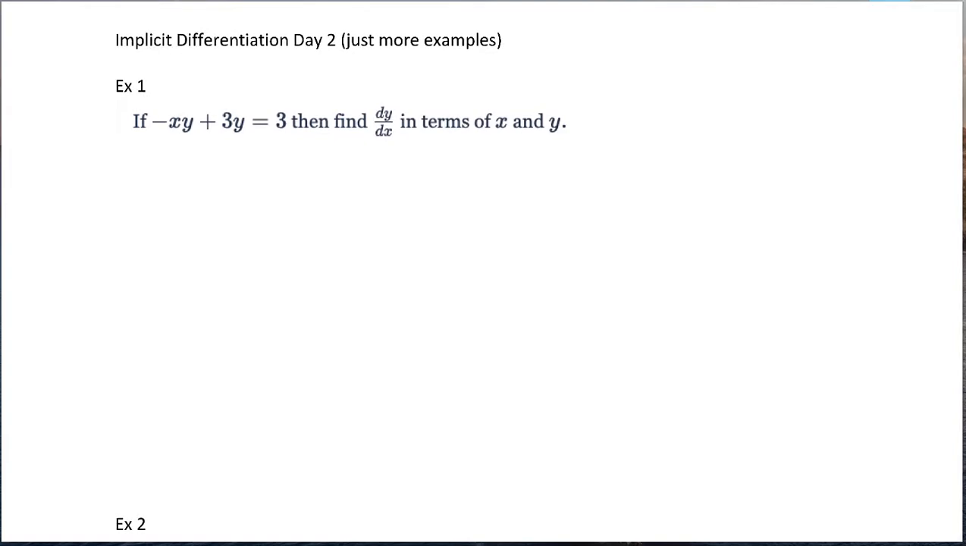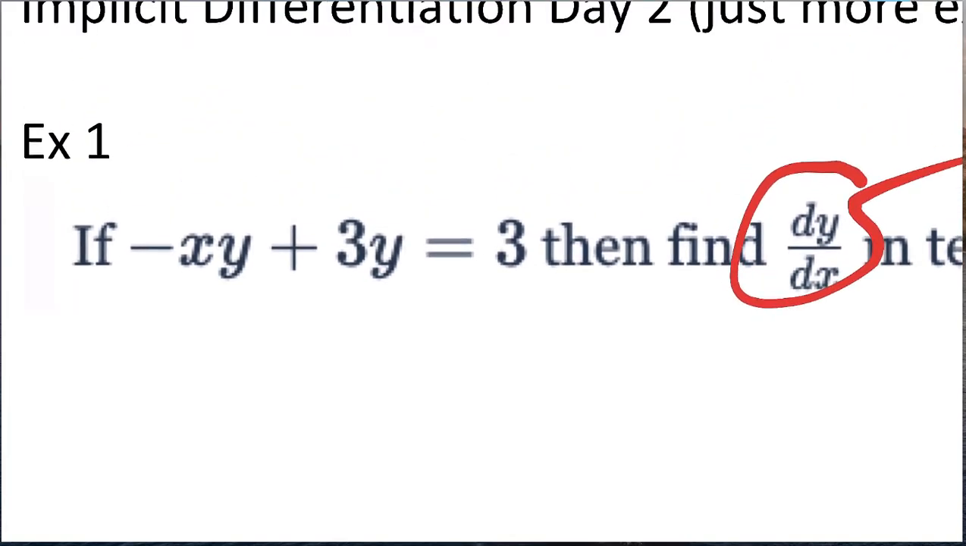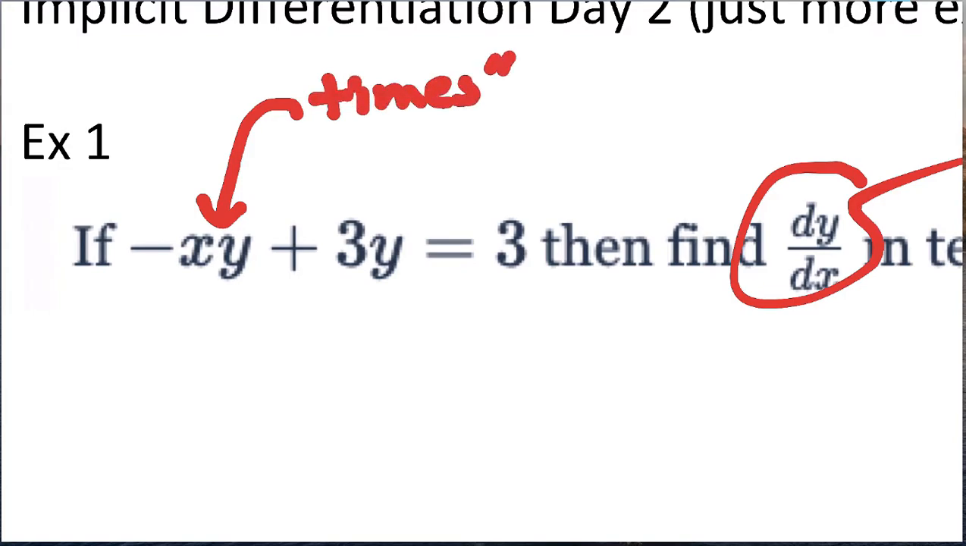Okay, so implicit differentiation. Again, we're finding this derivative dy dx, and remember that's the same thing as y prime. We're finding y prime in terms of x and y. Now, if I read this equation out loud, it would be negative x times y plus 3y equals 3.